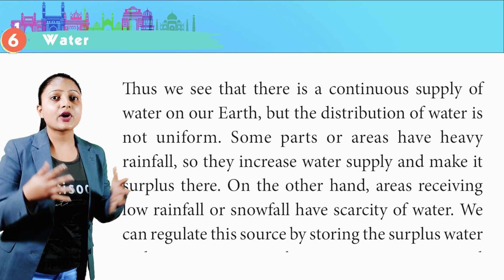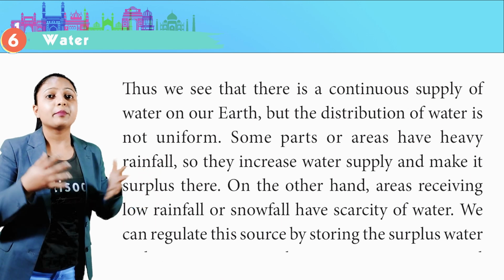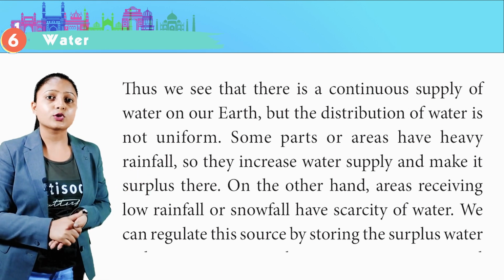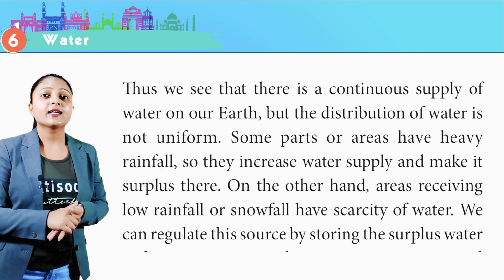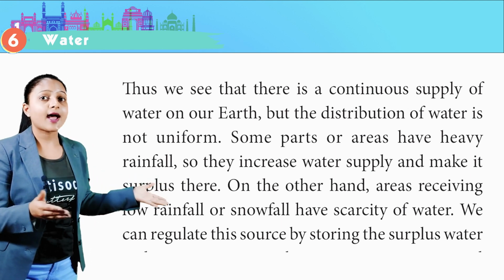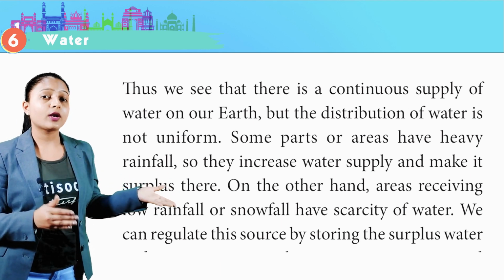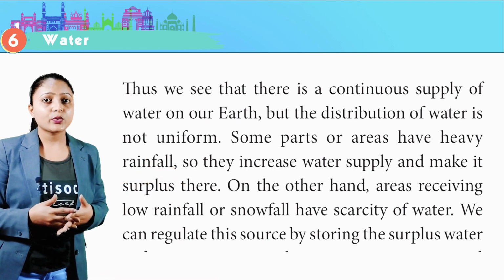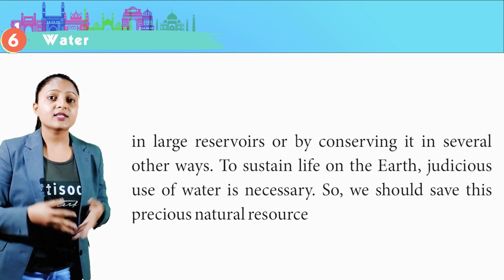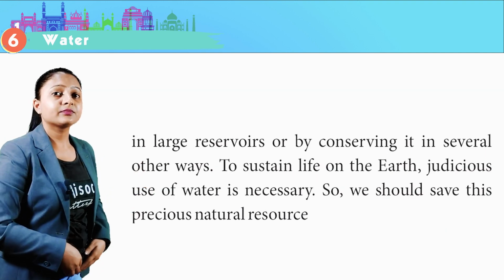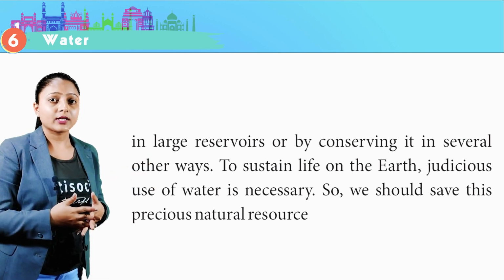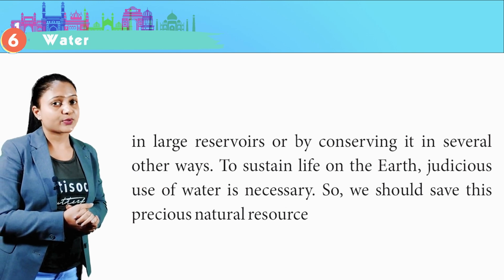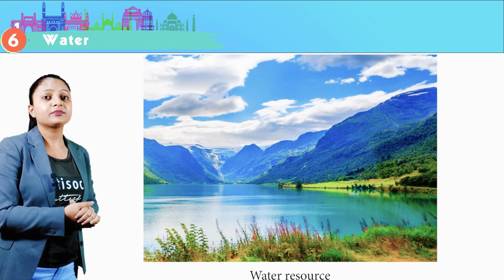Thus, we see that there is a continuous supply of water on our earth, but the distribution of water is not uniform. Some areas have heavy rainfall, so they increase water supply and make it surplus there. On the other hand, areas receiving low rainfall or snowfall have scarcity of water. We can regulate this source by storing the surplus water in large reservoirs or by conserving it in several other ways. To sustain life on earth, judicious use of water is necessary, so we should save this precious natural resource. This is a water resource.